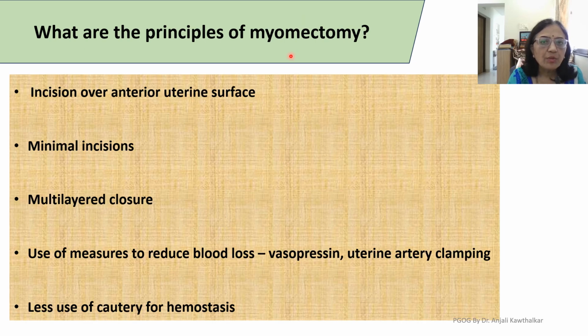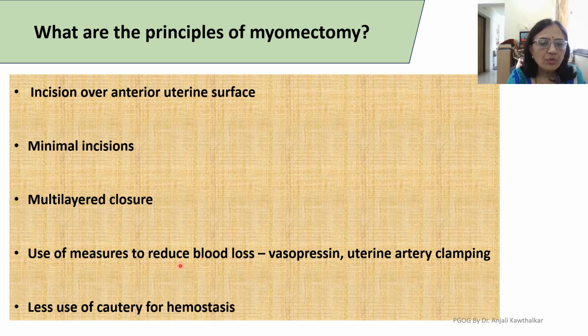What are the principles of myomectomy? Incision should preferably be given over the anterior uterine surface, as a posterior incision might lead to adhesions postoperatively with a fixed retroversion of the uterus, reducing fertility. The number of incisions should be kept as few as possible. Closure of the incisions after removal of myoma should be done as multi-layered closure to reduce the risk of uterine rupture with a future pregnancy.